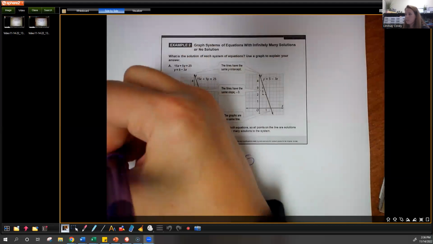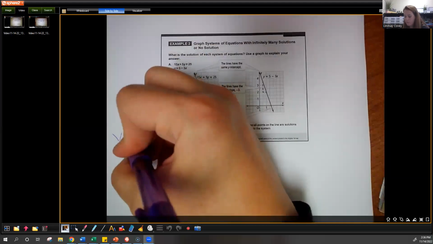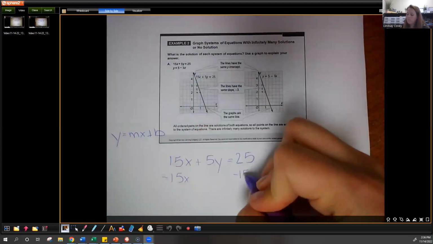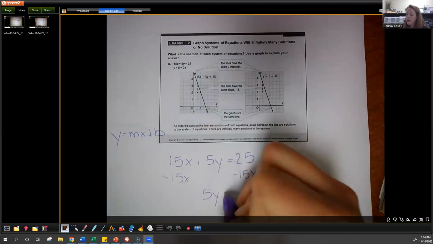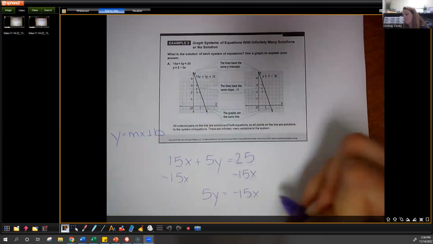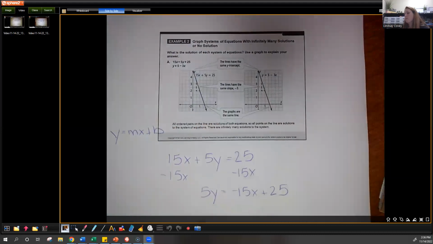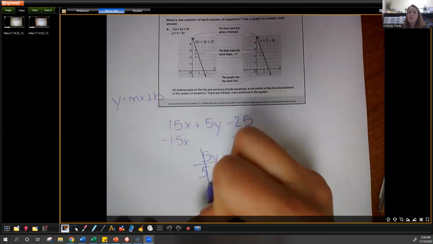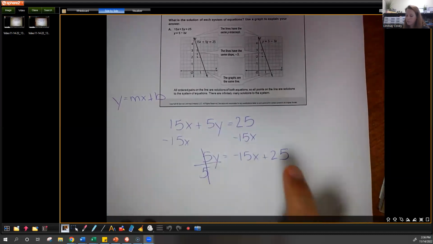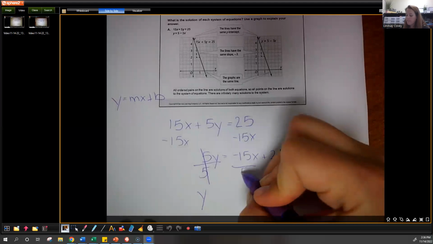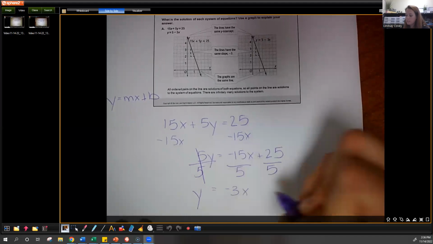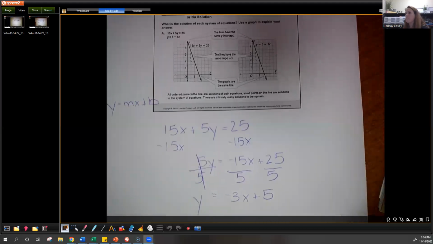So if I'm trying to get it into that y equals mx plus b format, okay, I'm going to move the x over. And I'm left with 5y equals -15x plus 25. My y still isn't isolated, so I'm going to divide by 5 to cancel it here. But whatever I do to one side, I have to do to the other. So I'm going to divide by 5 with my other terms. And I'm left with y equals -3x plus 5.